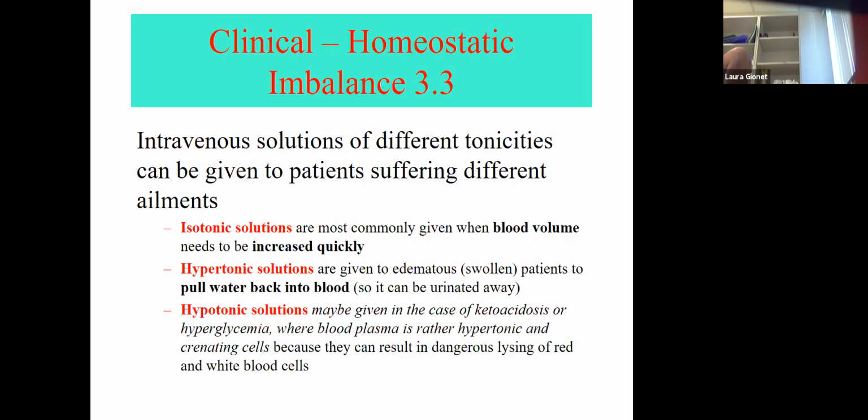Hypertonic solutions are often given to people who have edema systemically in the body, not just an ankle swollen because you sprained it and have inflammation and injury there. That's not to say you don't want to rest, ice, compress, and elevate, but it's not something that requires an IV application. It's when it's generally systemic, throughout the whole body.